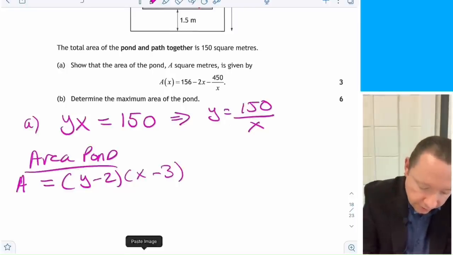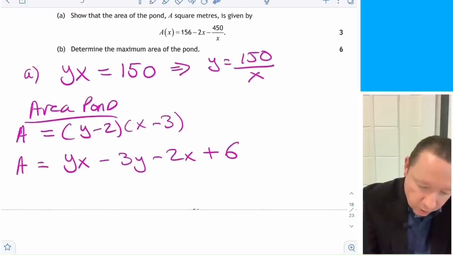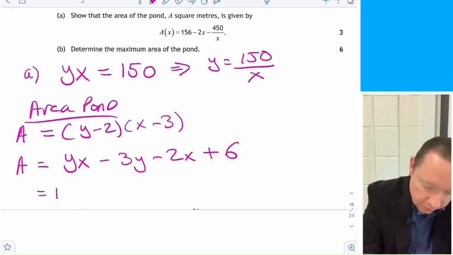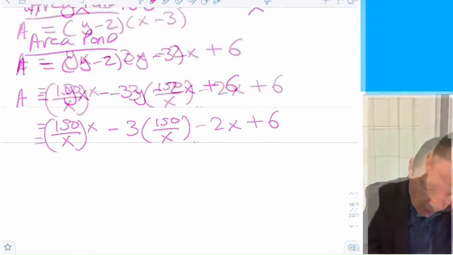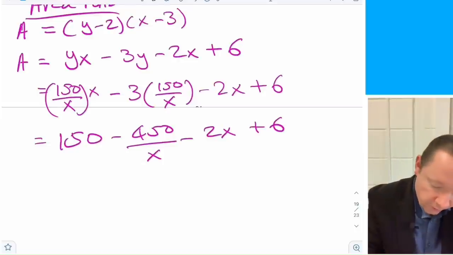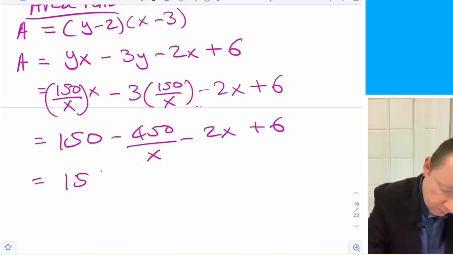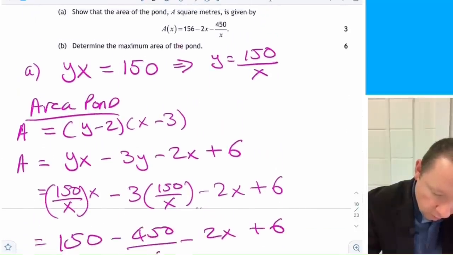Let's multiply our brackets out here. A equals yx, or xy, minus 3y minus 2x plus 6. Substituting our y in, which is 150 over x, we get 150 over x times x, minus 3 times 150 over x, minus 2x plus 6. So that simplifies to 150 minus 450 over x minus 2x plus 6. So 150 plus 6 is 156, minus 2x minus 450 over x. That's now a function of x, and that's exactly as required. So we've done part A.